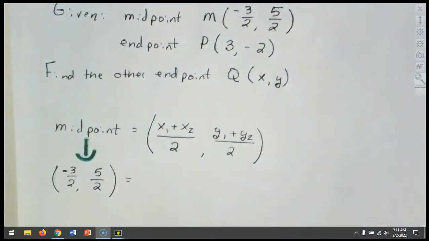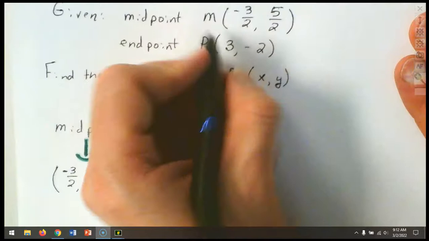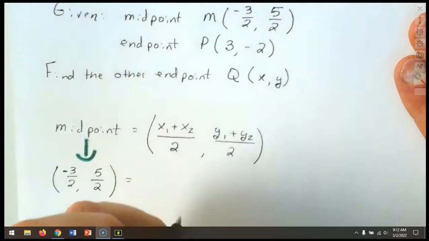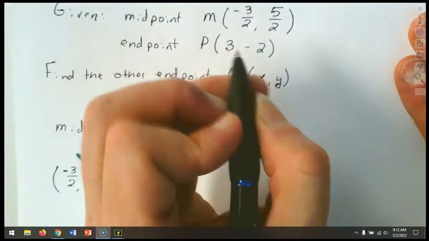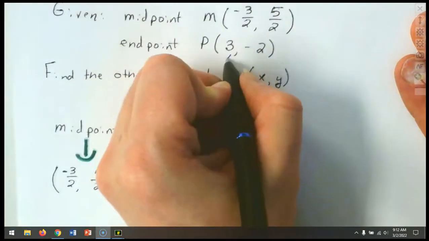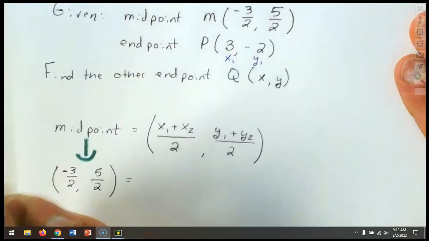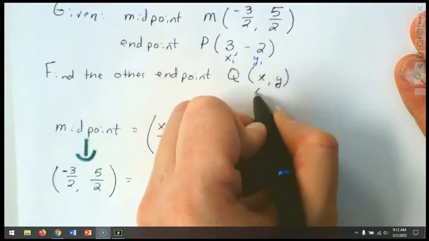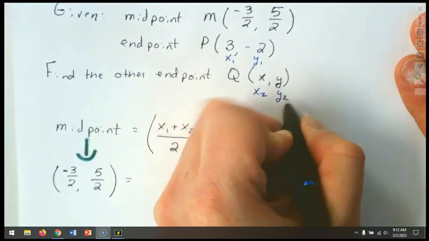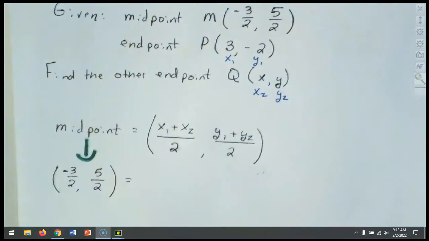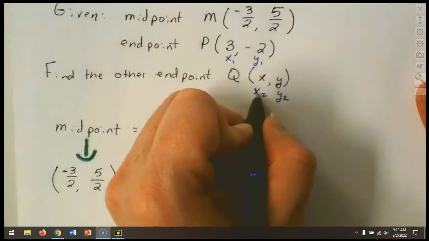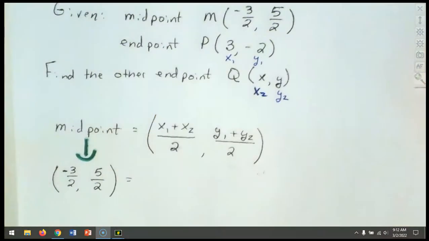Now, when we label our pieces, we go back up to our P and our Q. And one of them is going to be x1, y1. The other one is x2, y2. So I'm just going to call P x1, y1. And Q x2, y2. So I labeled those. Hopefully they show up all right. I use the blue here to hopefully make sure it's a little bit easier to see. So now we're going to plug in our values.